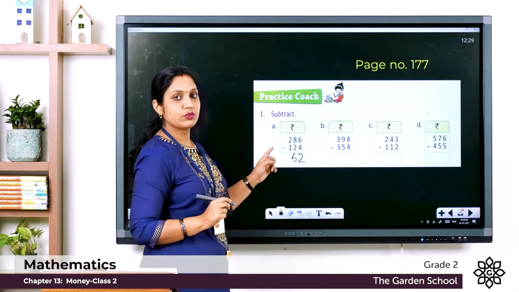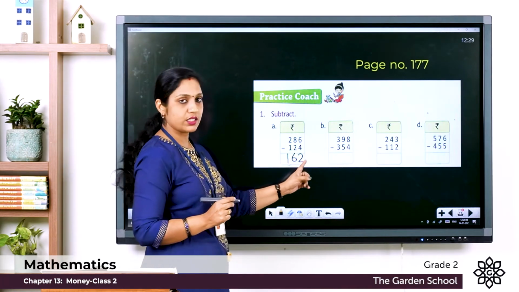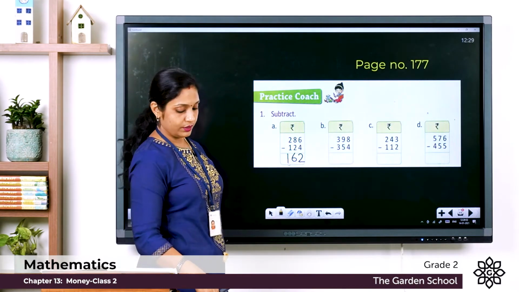And in the hundreds place we have 2 minus 1 and that is 1. So we get the answer 162. Similarly, you can do the rest of this exercise.